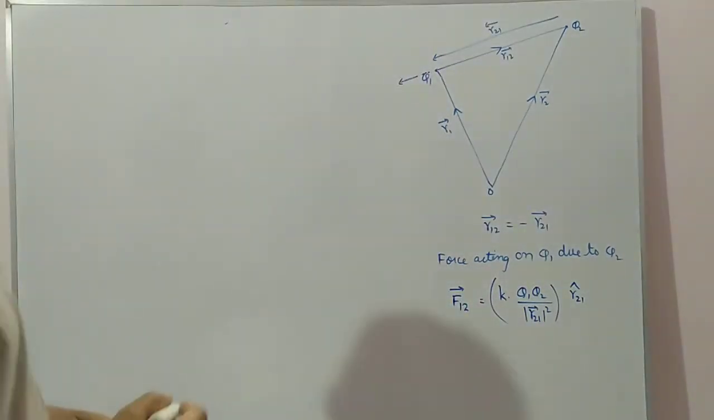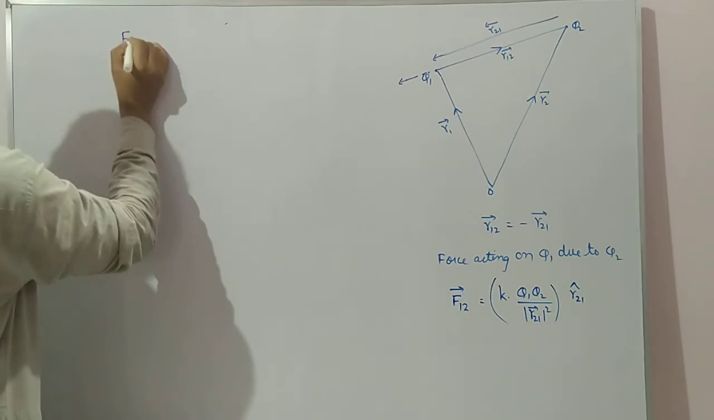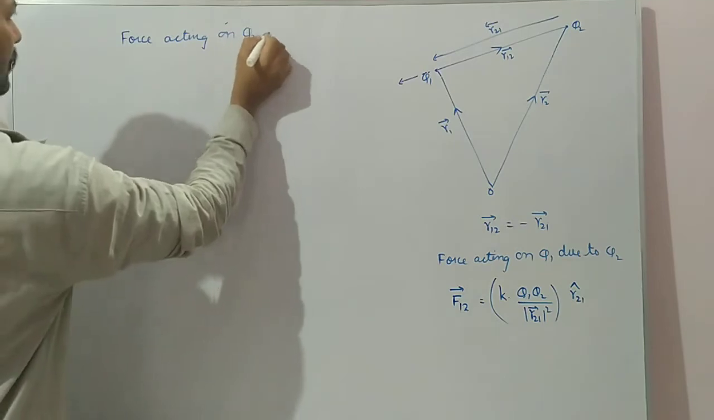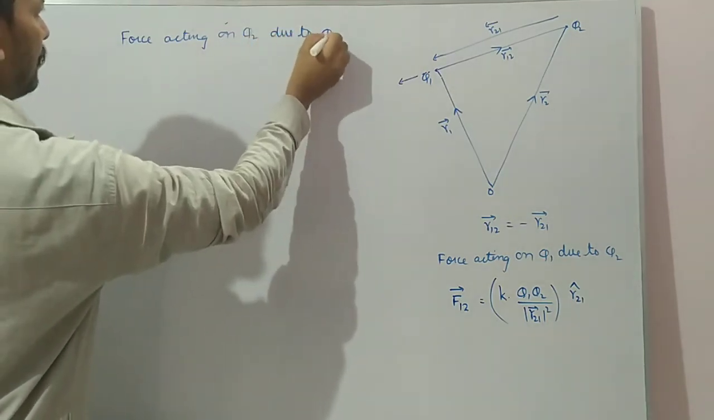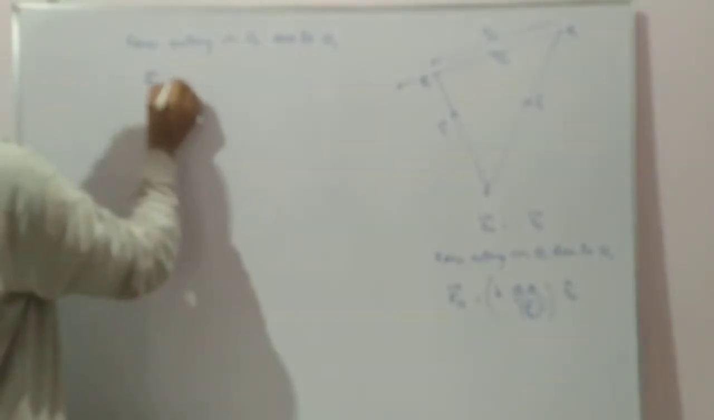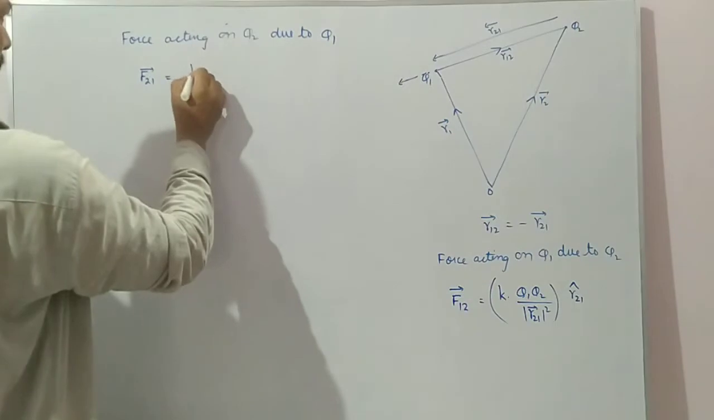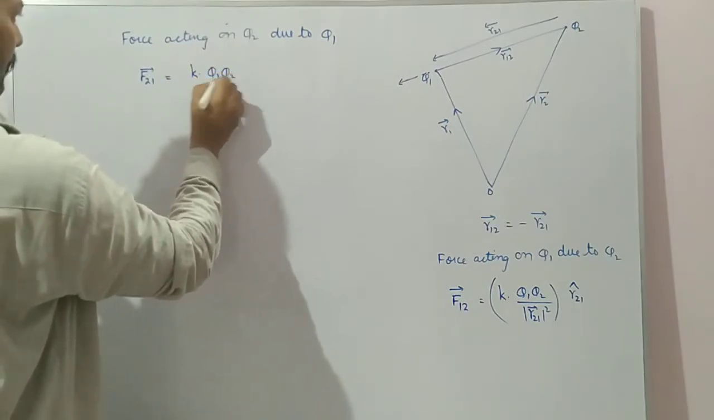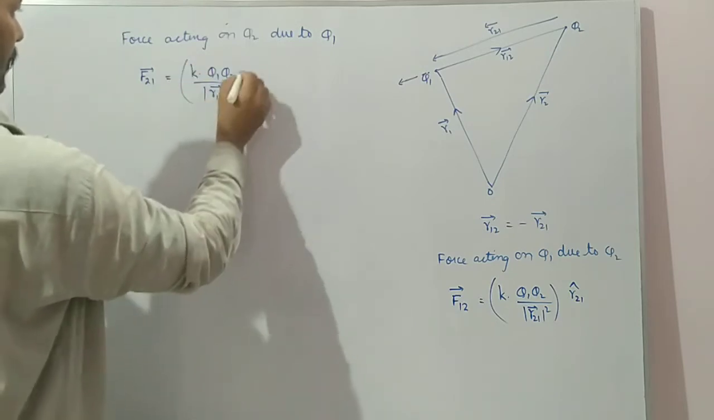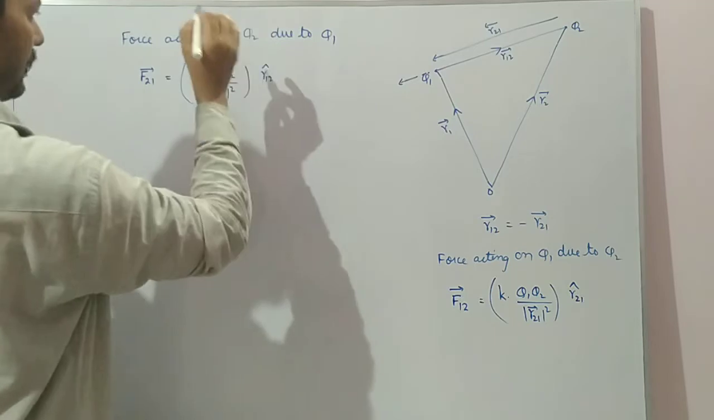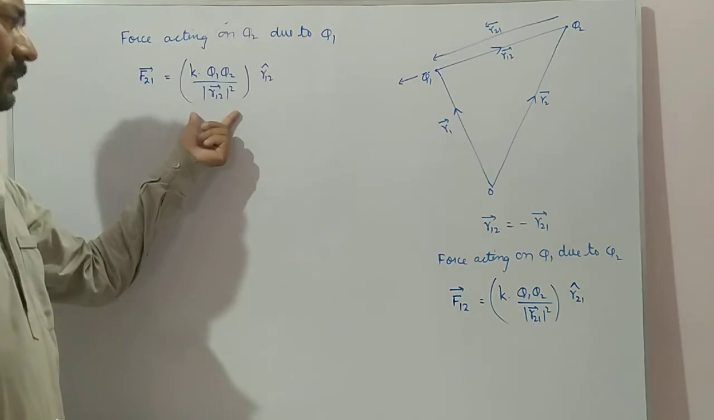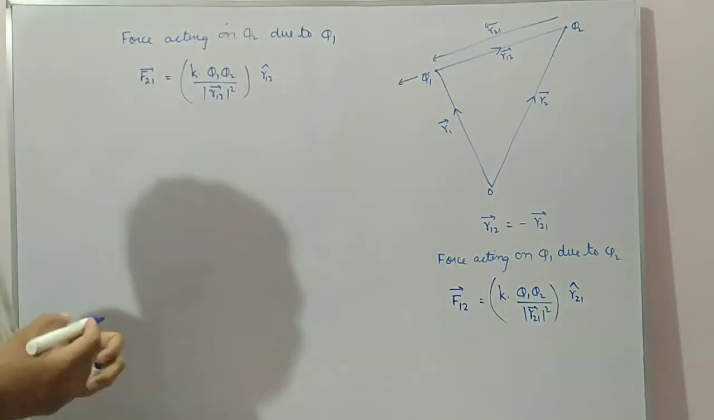If you take the force acting on Q2 due to Q1, then F21 vector is equal to K Q1 Q2 by the magnitude of R12 vector whole square into R12. This denotes that this much magnitude of force is acting along the R12 direction.